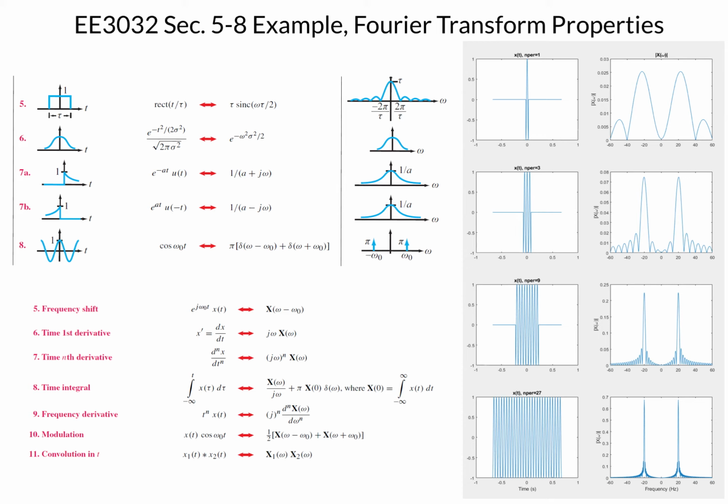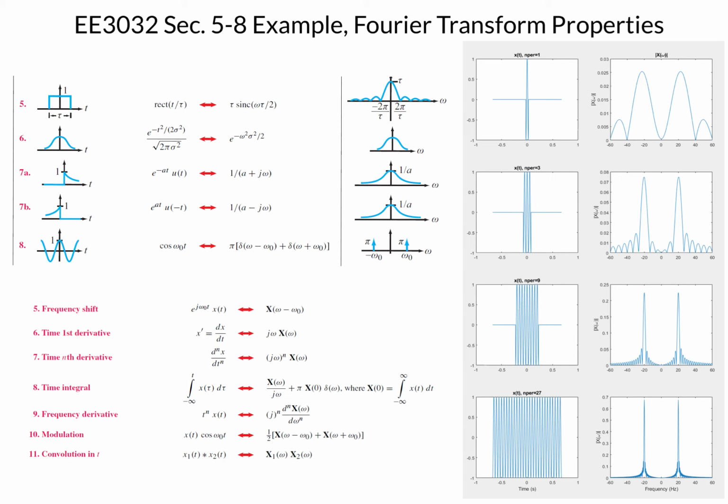Now, if we go down the list at the top, we have transform pair 8, which tells us if I have a cosine that goes on forever, its Fourier transform has these two impulses in the Fourier domain. And we can see that by the time I get up to 27 periods, I am getting closer and closer to these sinc functions, giving me impulses.